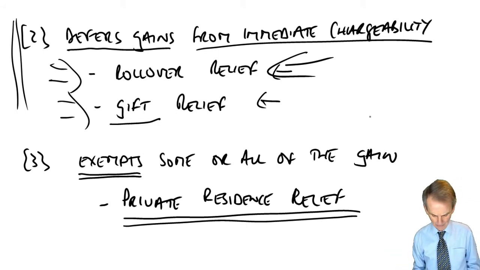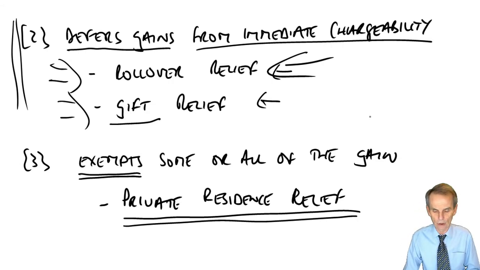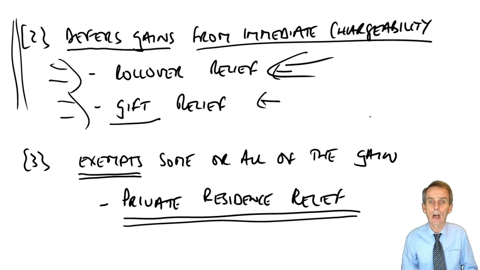gift relief applies? Or is it, as will happen on hundreds of thousands, if not millions of occasions in the UK in the tax year, when individuals sell their home, their property there, they get private residence relief. And what does that do? To the extent that the relief is available, it exempts that amount, usually in real life 100% of the gain made in relation to the property.